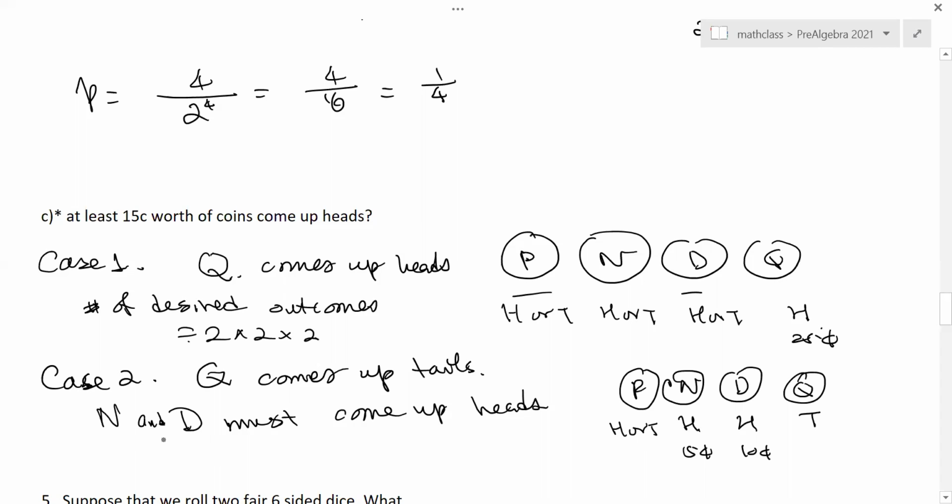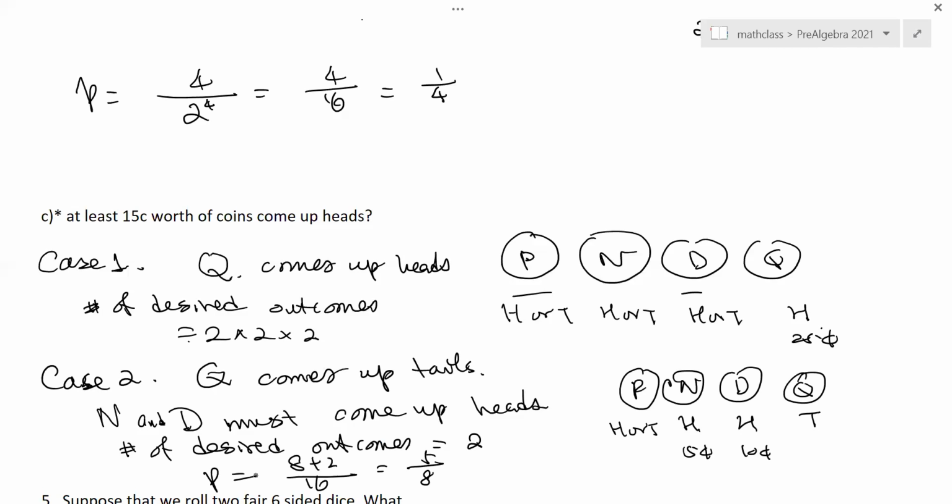So in total, the number of favorable outcomes is going to be 2. Okay, so the probability is going to be 8 plus 2 over 16. So it's 10 over 16. After simplifying, it's 5 over 8. Right, 5 over 8 is the answer.